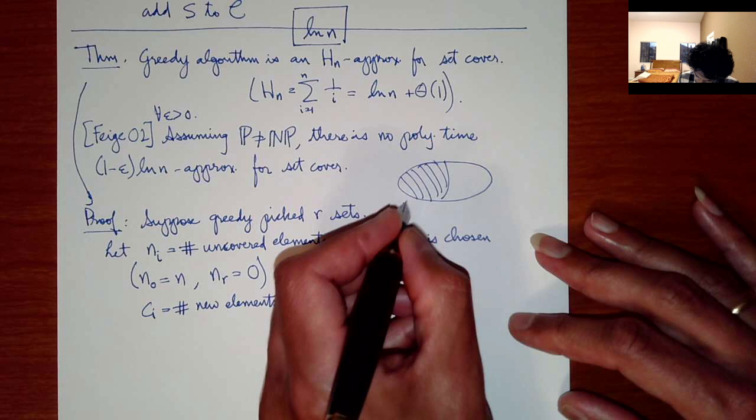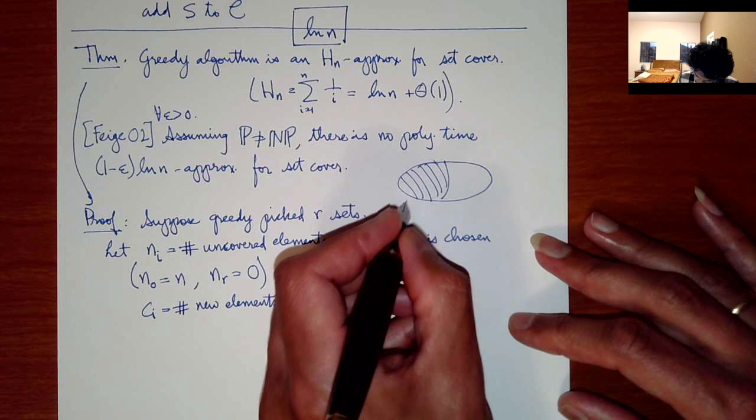Hence, there is a set covering Ni-1 divided by opt new elements. It's just saying that you look at the portion that's been uncovered. You know that before picking Ci there were Ni-1 things that were uncovered. There are opt sets that cover everything. So just by averaging, Ni-1 divided by opt, there is a set that covers that many new elements. And so what you get is Ci at least Ni-1 divided by opt.